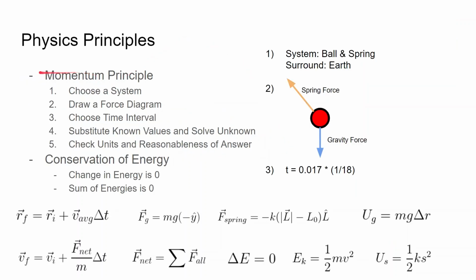As for the physics principles, the main ones are the momentum principle and the conservation of energy. The momentum principle is simply choosing a system and a surroundings, finding the forces, and calculating the values of the forces over an iterative amount of time, and then checking reasonableness. Conservation of energy states that the change in energy is zero, and the sum of the changes of energies is zero. If you can find what energies and changes in energies are acting on the ball or the system, then you can solve for unknowns that way.